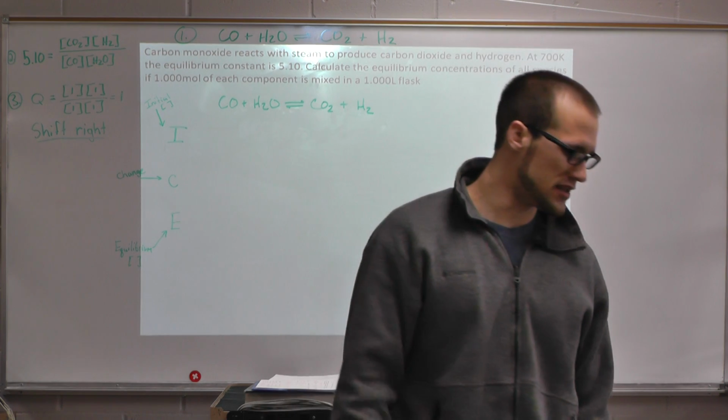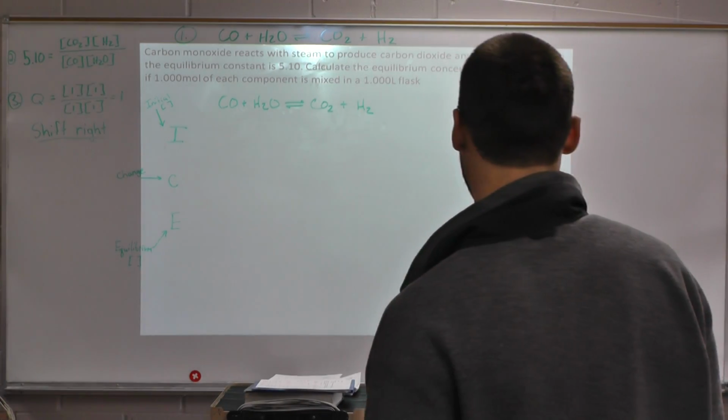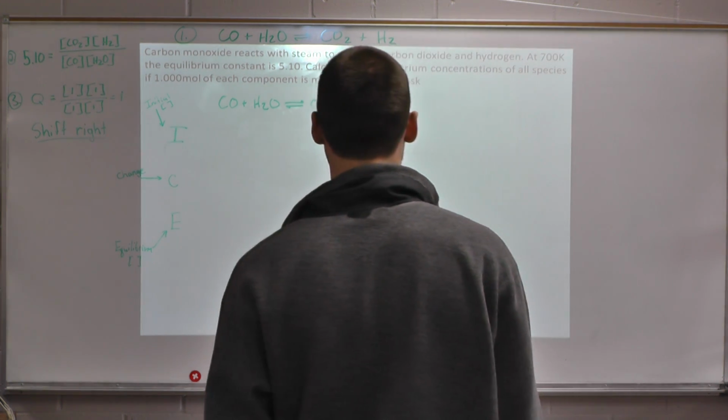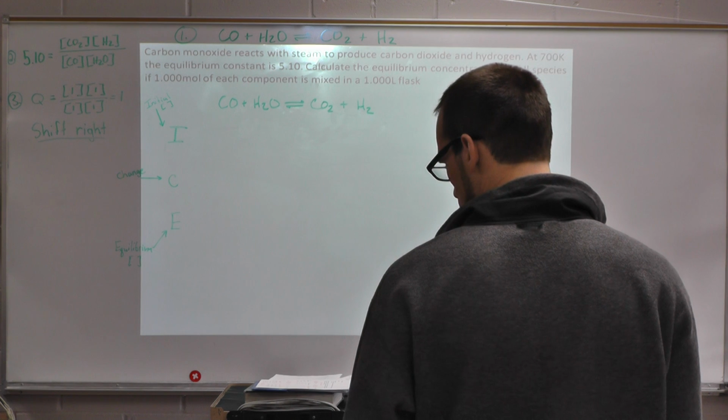I represents our initial concentrations, C represents our change in concentration to get to equilibrium, and E represents our equilibrium concentrations.